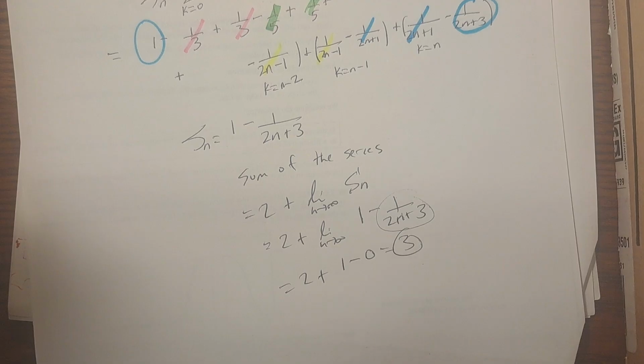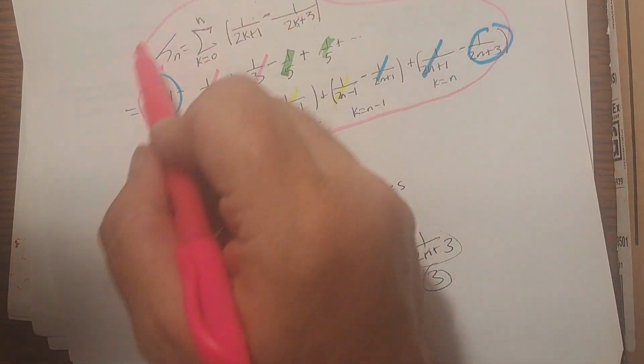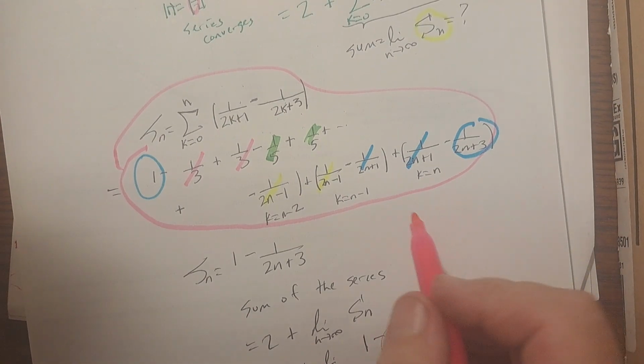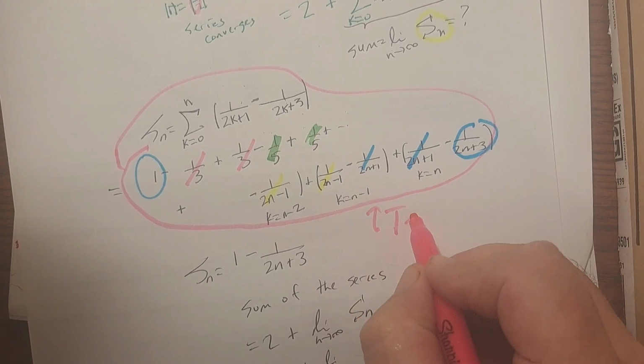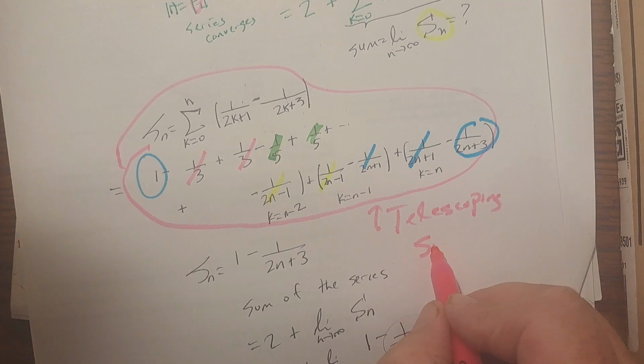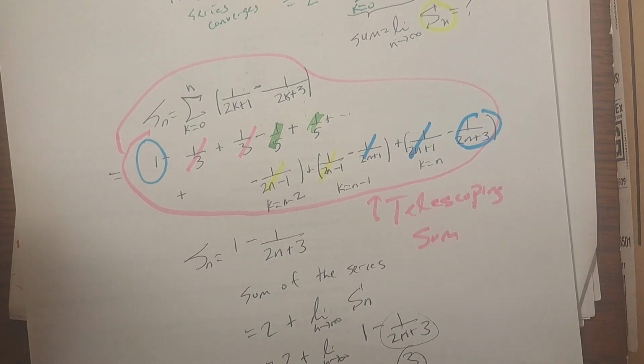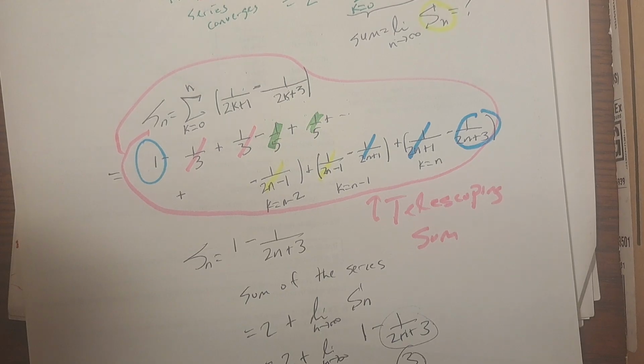Okay, so this kind where all but a finite number of terms cancel, that's called the telescoping sum. So now we know how to go about solving both geometric and telescoping. All right. So there's geometric series in this section. There's telescoping series in this section.